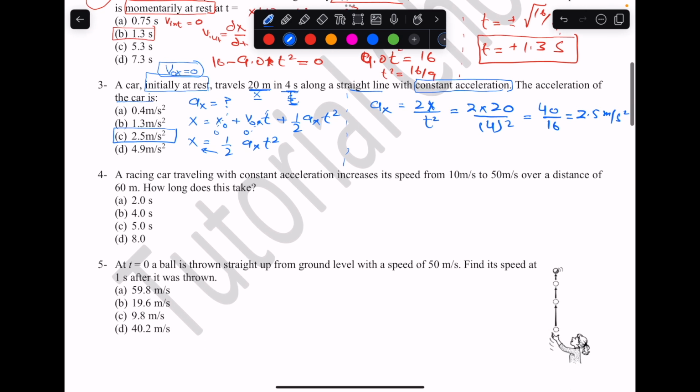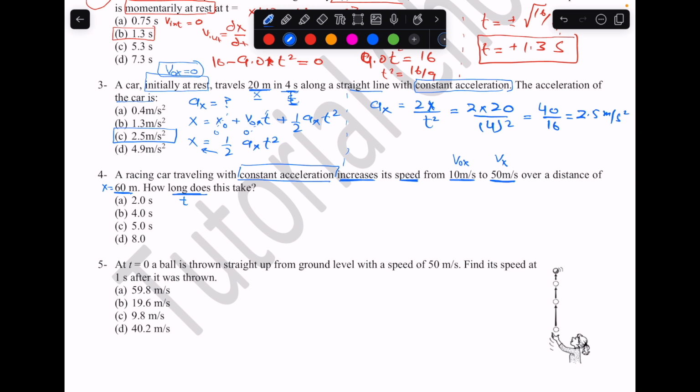Moving towards question number 4, a car is traveling with constant acceleration. It increases its speed from 10 meter per second to 50 meter per second over a distance. How long? It means we need to find t. So this is v naught of x, this is vx, and we are given x as well, and we wanted to find the t.